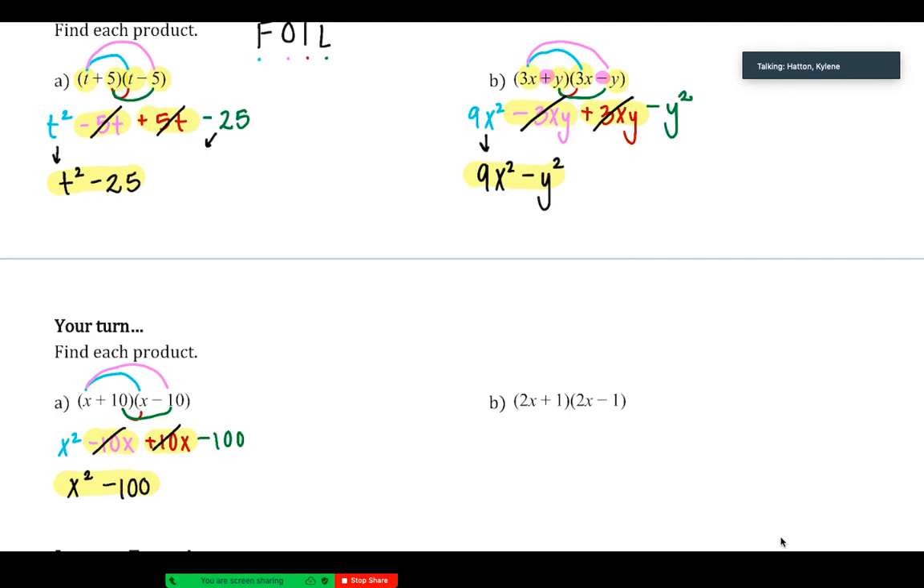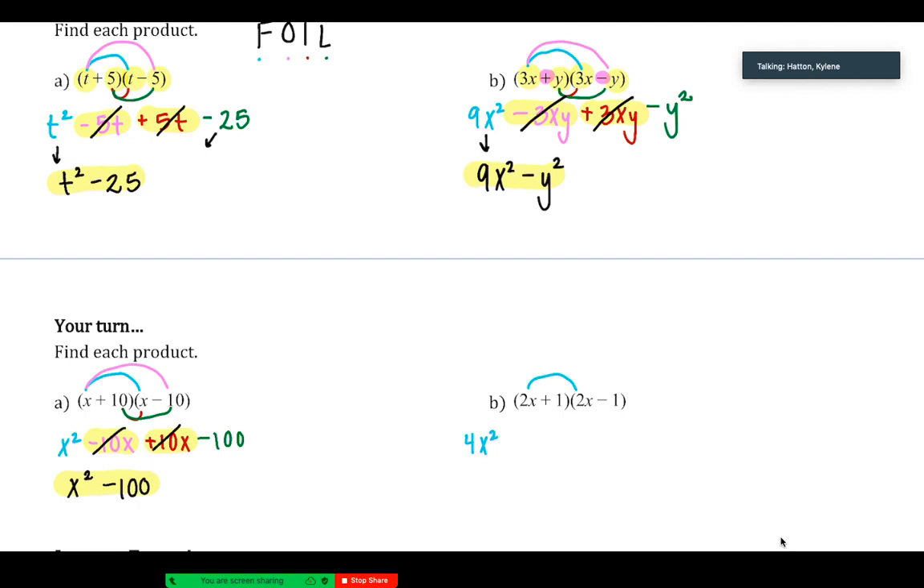And then for B, same thing. We have a 2x and a 1, a 2x and a 1. The only thing that is changing is the plus and the minus. So we know that there are some things that are going to cancel out for our final answer, so we can keep that in mind. And then we can just stick with FOILing it. So 2x times 2x for the first term in each parentheses. 2 times 2 is 4, and then x times x is x squared.